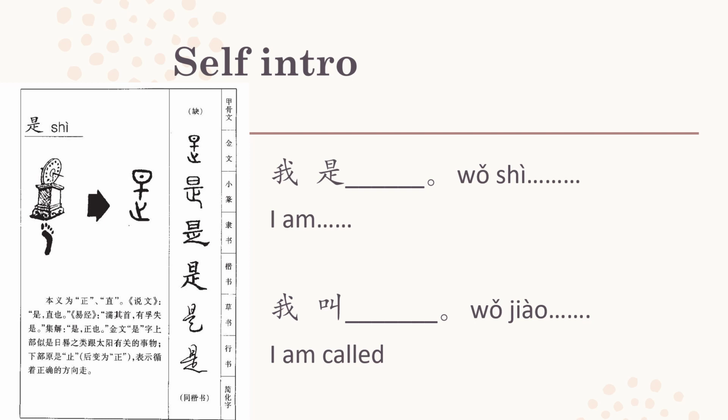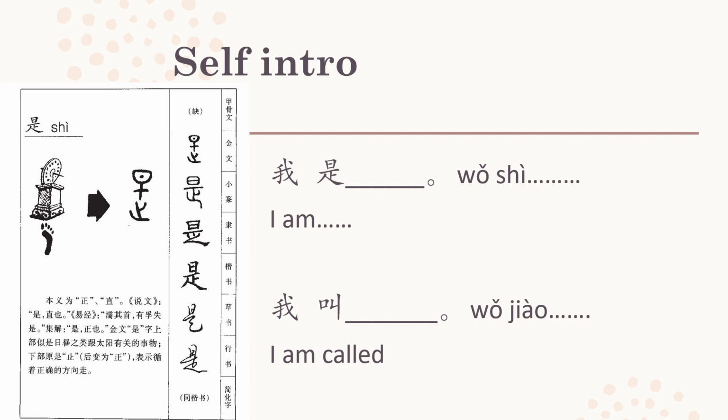So it means following the right direction. Walk following the right direction. But nowadays, it just means am, is, are. So 我是 means I am. So think about how we can make a sentence. 我是黄老师. I am Teacher Huang, right? 我是 Lily. 我是 someone. You just put your name here.